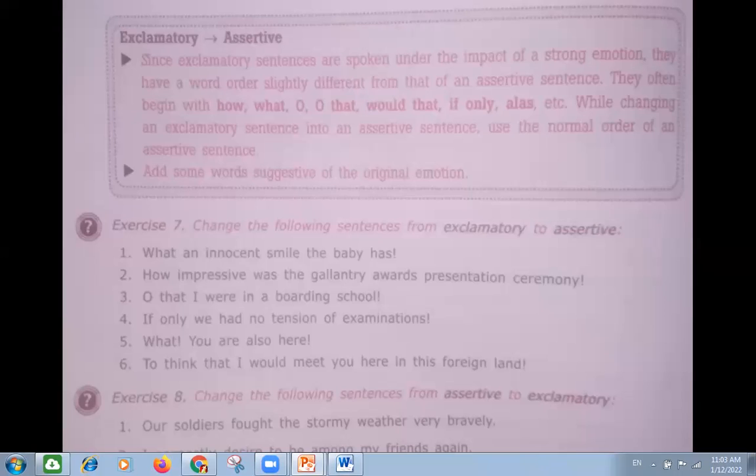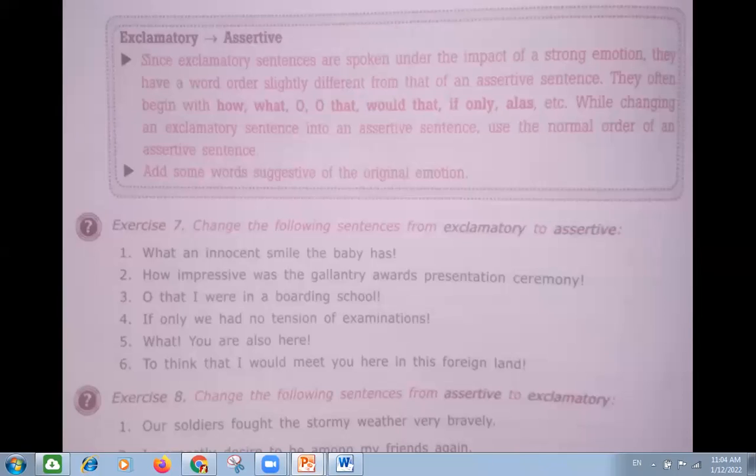How impressive was the Gallantry Awards presentation ceremony? That we need to see. Sachi is there. Let's see how Sachi answers the question. This is an exclamatory sentence that is to be changed. Good morning, sir. Very good morning, Sachi. What should be the answer of this? The Gallantry Awards presentation ceremony was very impressive.